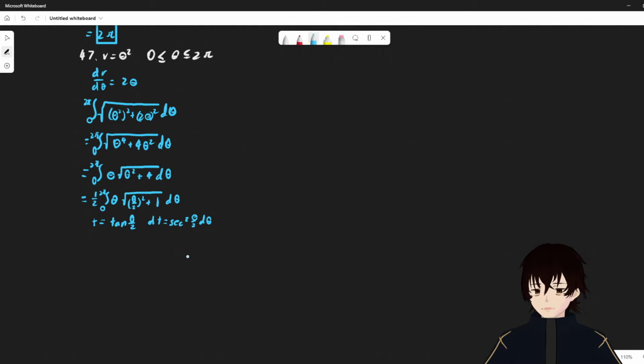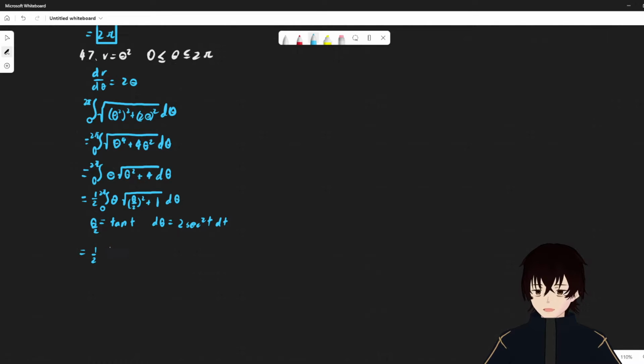Wait. No, once I stop using theta, now I'm getting confused. No. Theta over 2 is equal to tangent t. And then d theta is equal to 2 secant squared t dt.